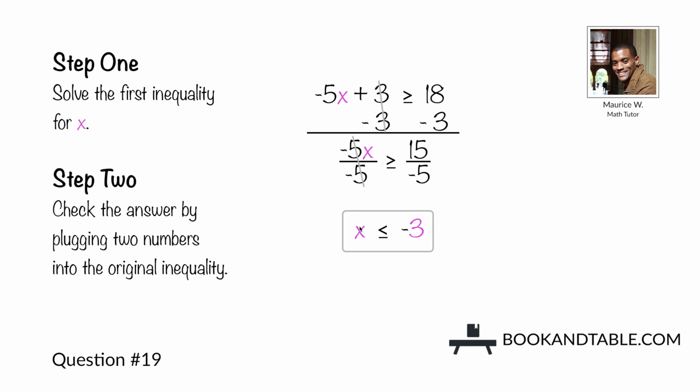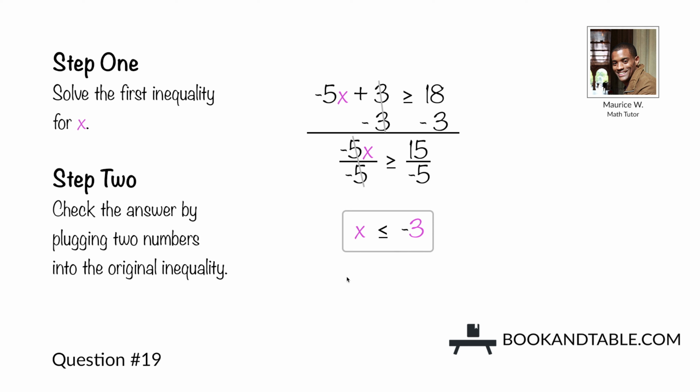x on the left side. 15 divided by -5 is -3 on the right side. And since we divided by a negative number, we reverse our sign from greater than or equal to, to less than or equal to. So the answer to question number 19 is x is less than or equal to -3.